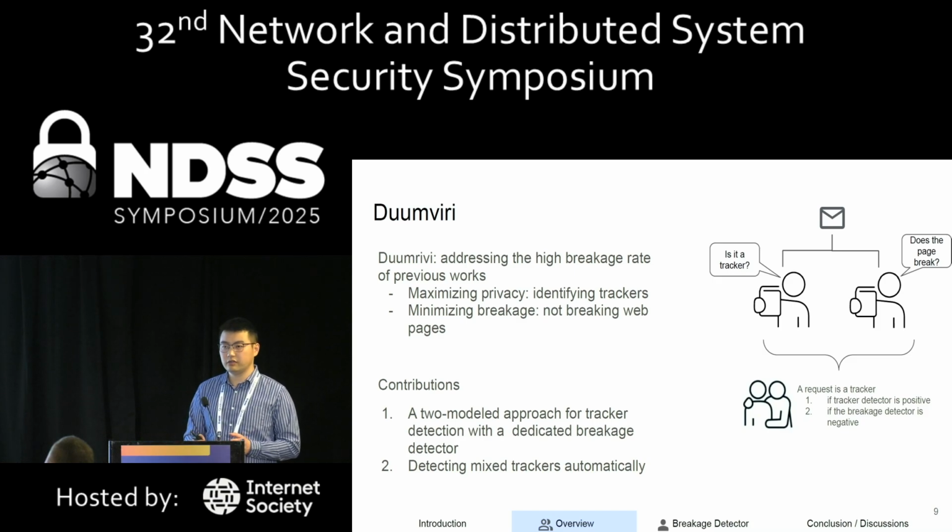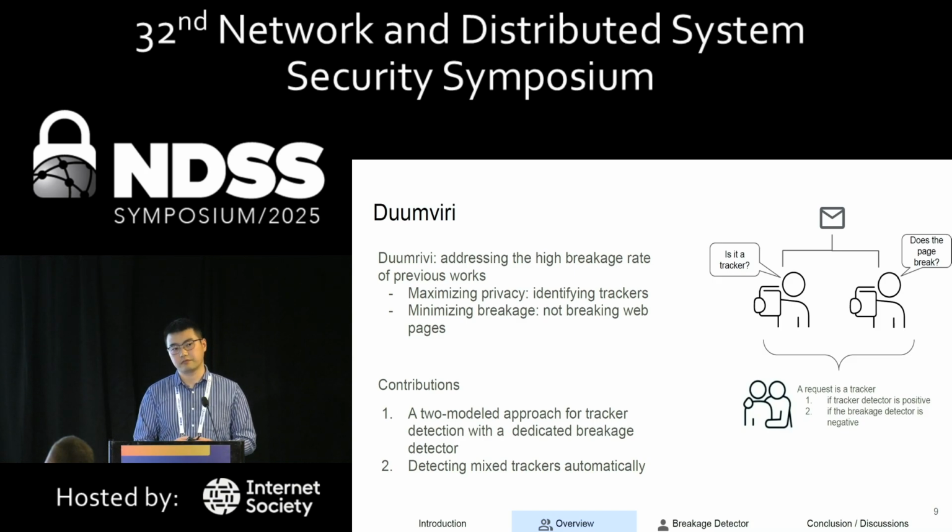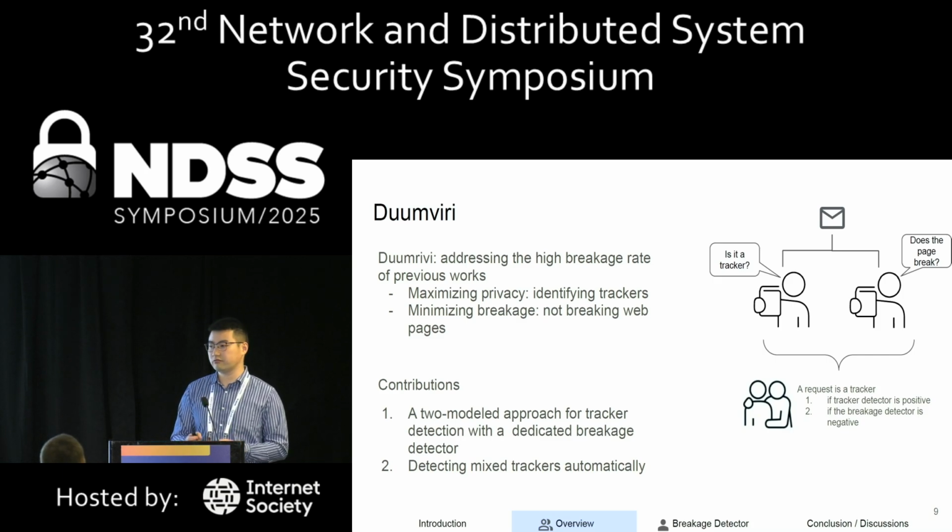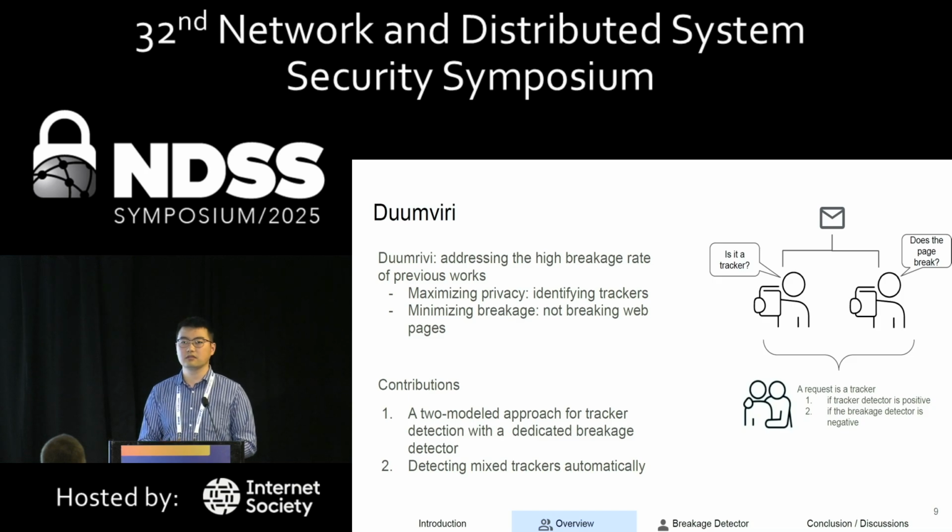We proposed Duumviri to address the high breakage problem. We realized that tracker detection is never solely about how many trackers you identify. It is also about how to avoid breakages. To this end, Duumviri proposes a two-model approach for tracker detection. In addition to a regular tracker detector, which answers the question of whether a given request is a tracker, it designs and implements a breakage detector, which answers the question of whether blocking a given request breaks the page.